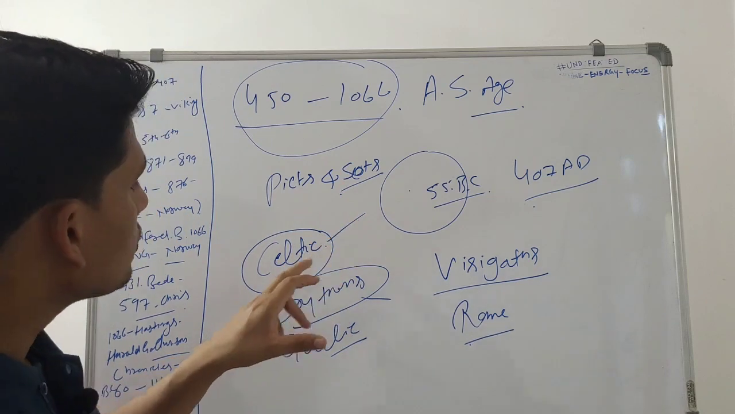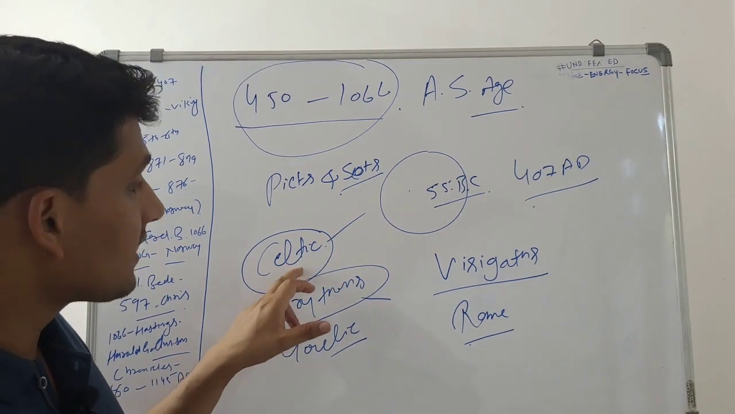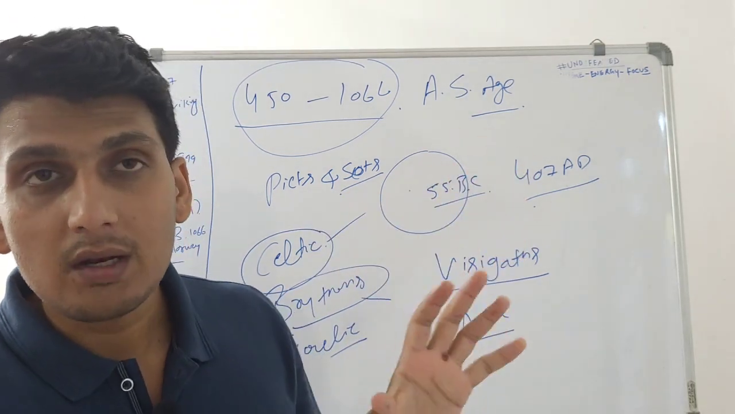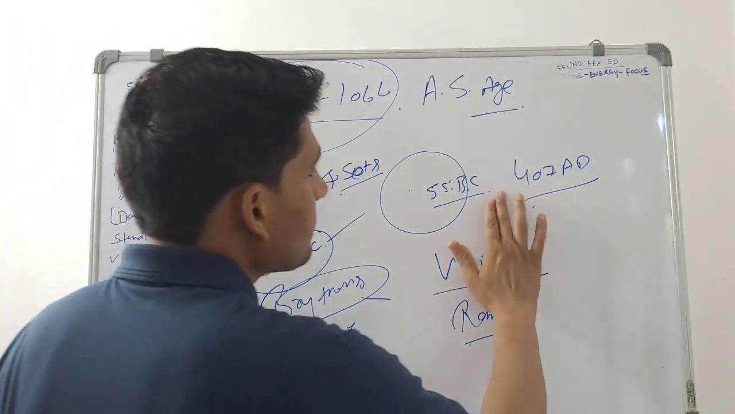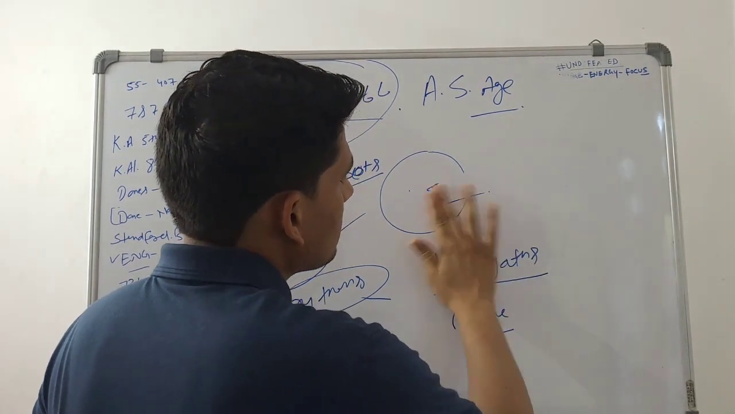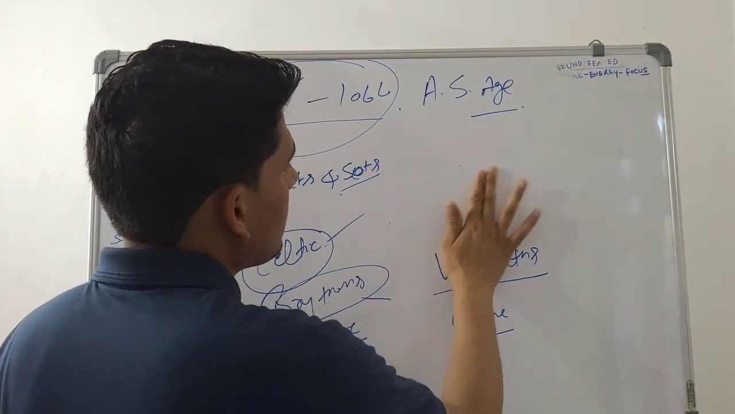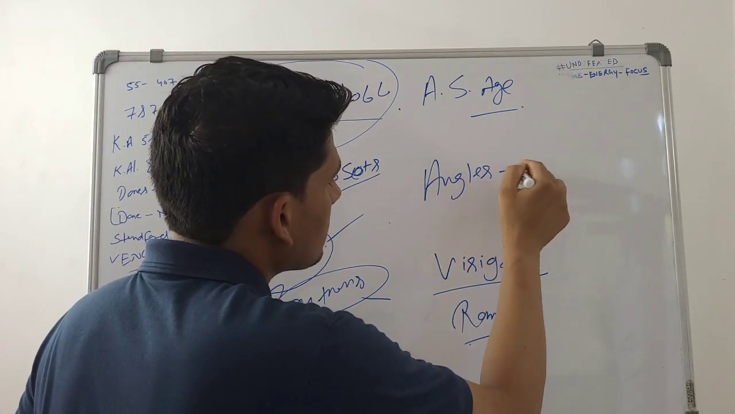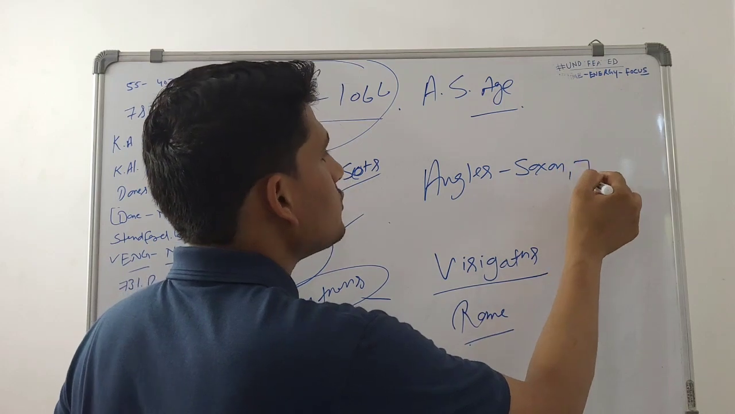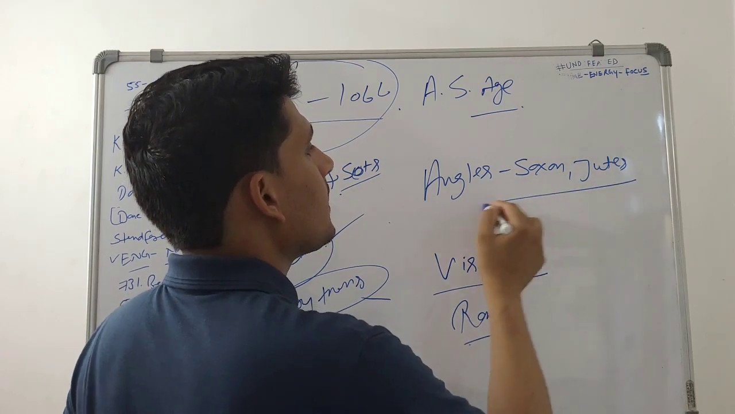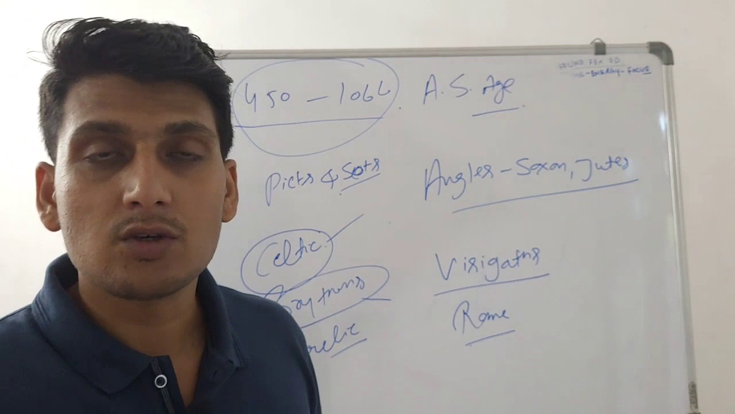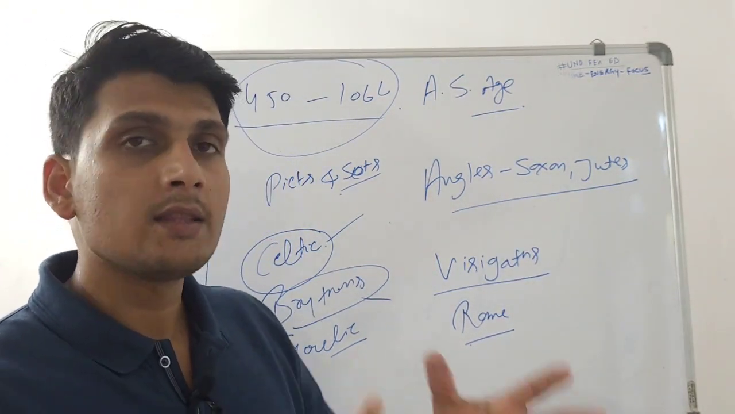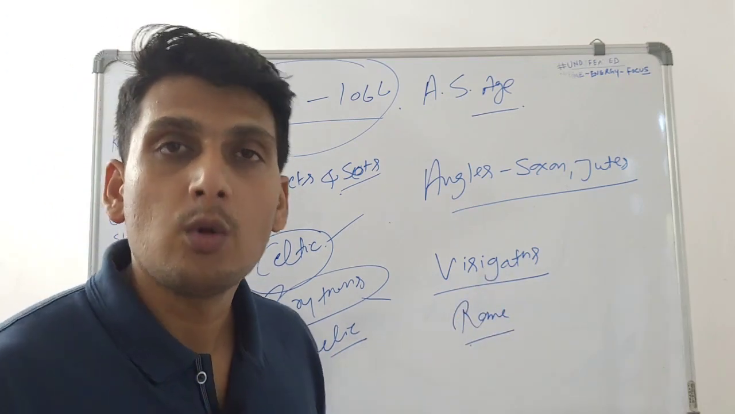Then, in order to seek help, these Celtic tribes asked for help from the Eastern European tribes. Who were they? They were the Angles, Saxons and Jutes, and they were mercenaries. Who are mercenaries? Those who fight for money. In return, the Celts give them some money and they will start fighting for your army.